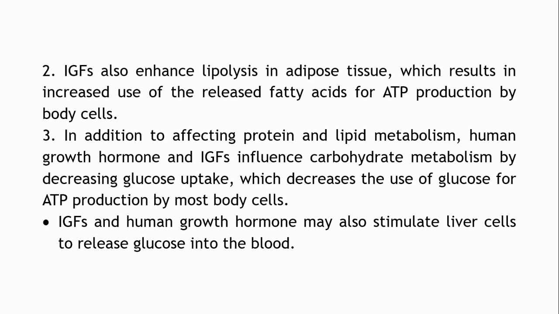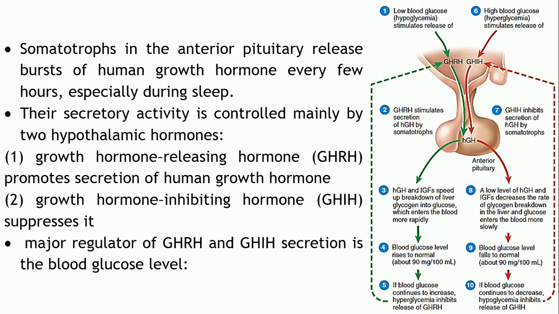Next function of IGF is it enhances the lipolysis in the adipose tissue, that is the breakdown of lipids. So, this will result in release of fatty acids, which can be utilized for ATP production by the body cells. Now, in addition to affecting the protein and lipid metabolism, these can also influence the carbohydrate metabolism by decreasing the glucose uptake. So, this will decrease the use of glucose for ATP production by most of the body cells. Also, it may stimulate the liver cells to release glucose into the blood. Okay, so, these are the several functions which may be carried out by the insulin like growth factor. Now, how exactly is the release of the human growth hormone controlled?